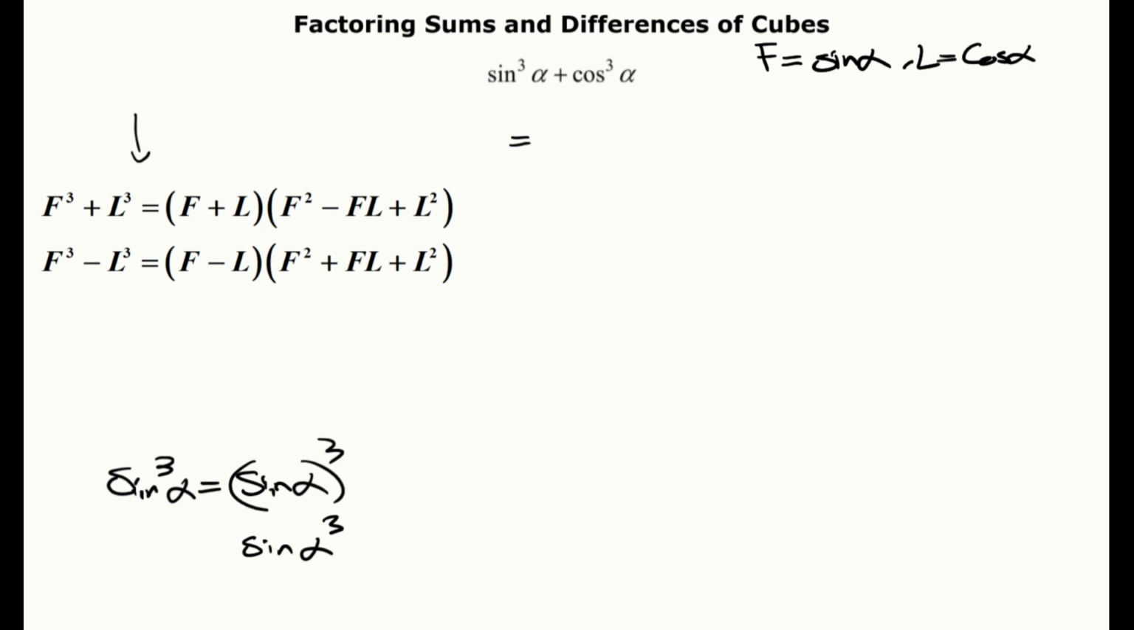So we get f plus L, so we're going to have sine alpha plus cosine alpha, because that's what f and L are, and then times f squared. So now we're going to square f, which is sine alpha, so we get sine squared alpha, minus, now we're going to multiply those two, so we get sine alpha cosine alpha, and then plus L squared, so plus cosine squared alpha.